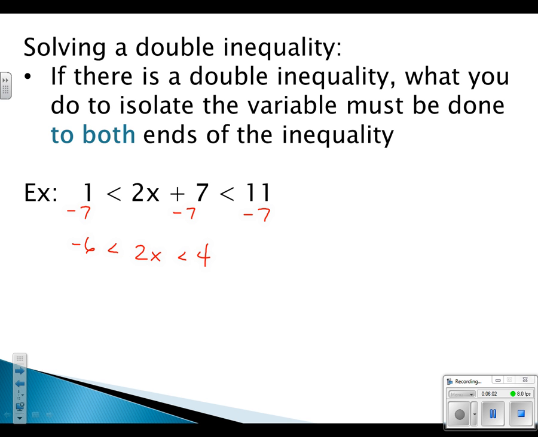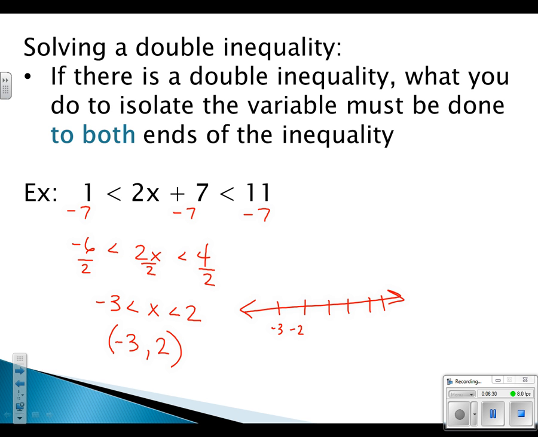I need x alone yet, so I'm going to be dividing off that 2. I need to do it to the left as well as to the right of my expression. So -3 is less than x is less than 2. Interval notation. They're both less than signs, so I have 2 soft parentheses. There's my interval notation. On a number line, I'm going to have a soft parenthesis at -3, also here at 2, and my solutions for x would fall in between.